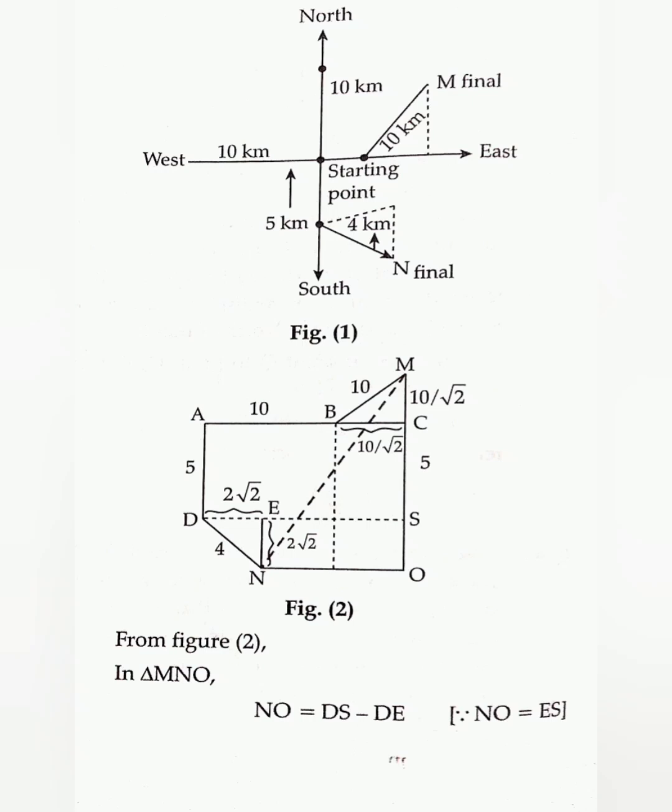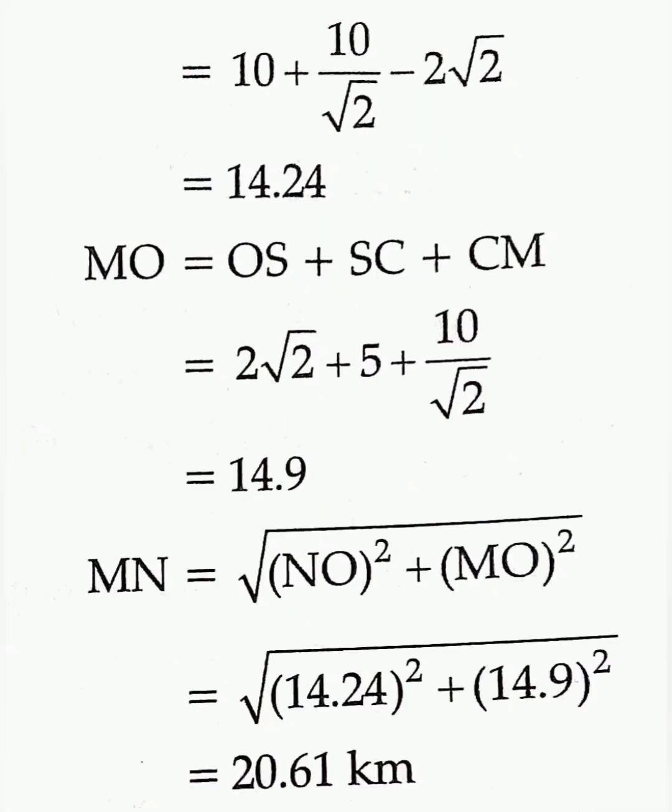Then also from the triangle MBC, we can write 10 by root 2 and 10 by root 2, that will give the sum 10, right? If 10 is the hypotenuse, both sides should be 10 by root 2. So NO is DS minus DE, and DS is 10 plus 10 by root 2. If you look at the figure you can see that DS will be 10 plus 10 by root 2, minus DE, which is 2 root 2. So finally that value will be 14.24.